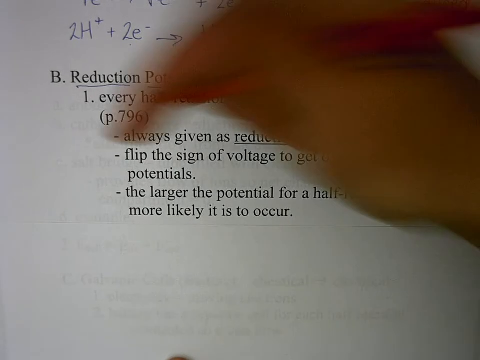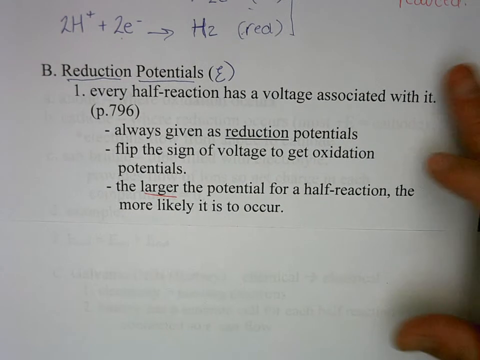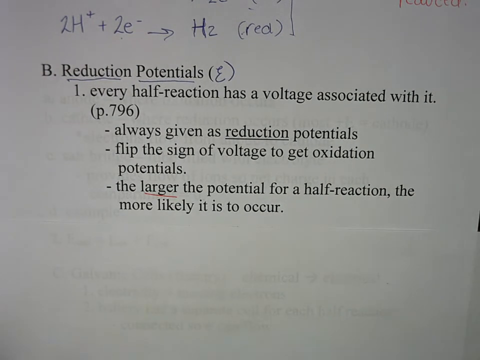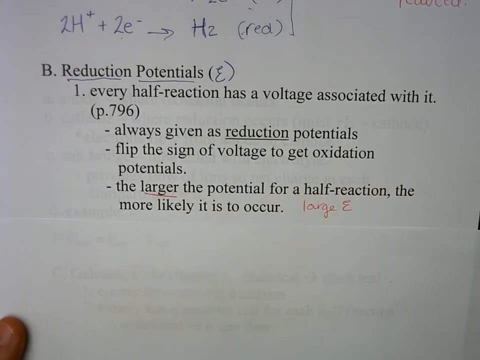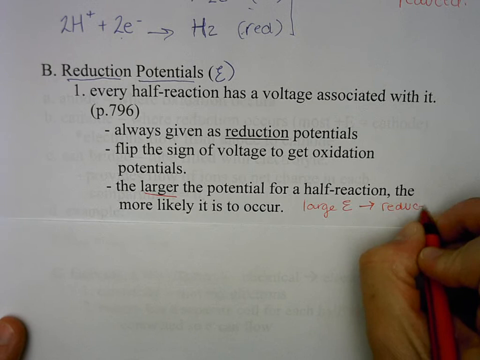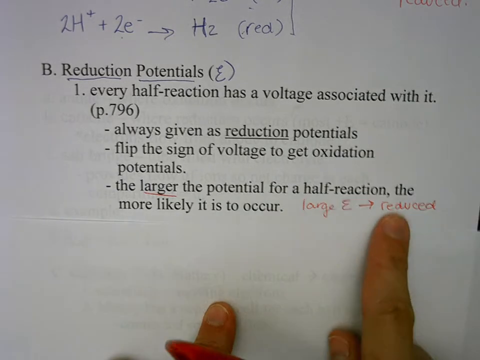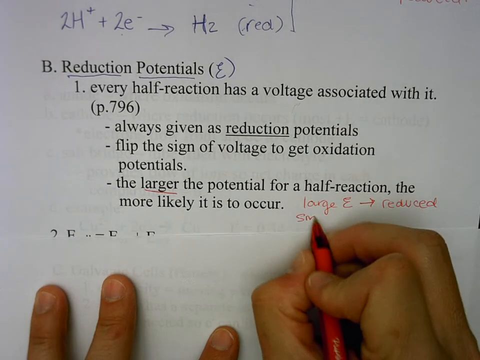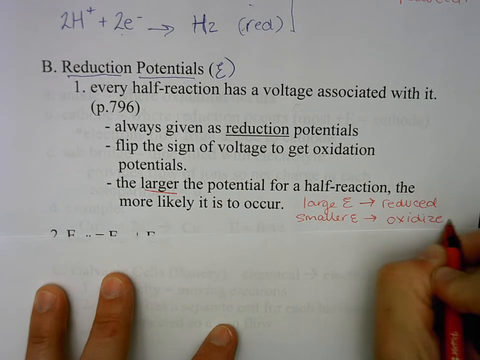Also, the larger the potential is for the half reaction, the more likely it is to occur, which is just a fancy way of saying the larger value for E, that little curvy E is just how you represent electric potential. The larger electric potential is going to be the one that's reduced. If you have two that you're comparing, and they don't give you the overall reaction, but they say, here's the two half reactions, the one with the larger E is the one that's being reduced. The one with the smaller electric potential is the one that's oxidized, which then you have to flip and change the sign for.